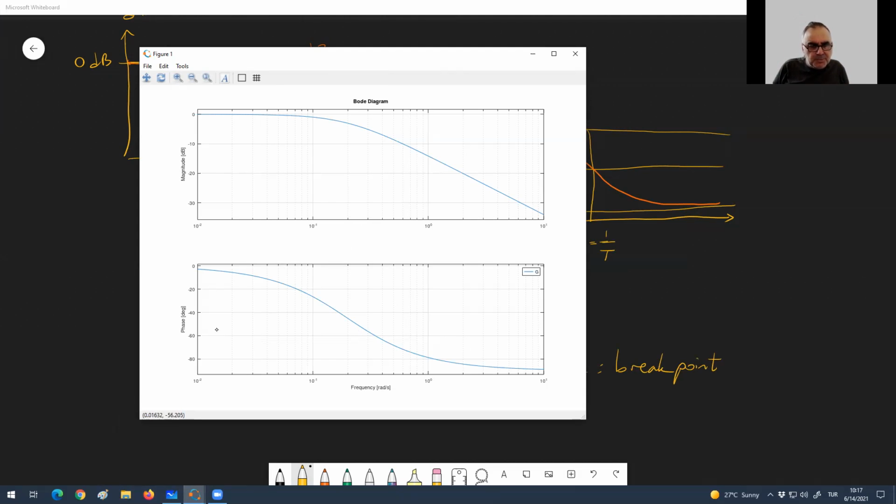And at that breakpoint frequency, the phase angle is exactly minus 45 degrees, as you see. This phase angle starts from 0 degrees, goes to minus 90 degrees, as you see. So this is the Bode diagram of a first order system, as you see.